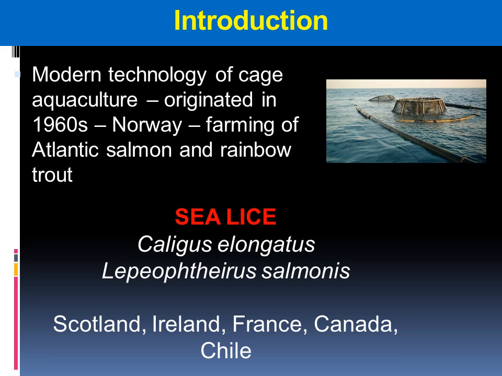This problem happened in the 1970s, when the infestation of sea lice in Norway became a serious problem. Later the same problem appeared in Scotland, Ireland, France and Canada. So the sea lice problem happened in the northern hemisphere. The Atlantic salmon was introduced to southern Chile for cage aquaculture and it spread everywhere.